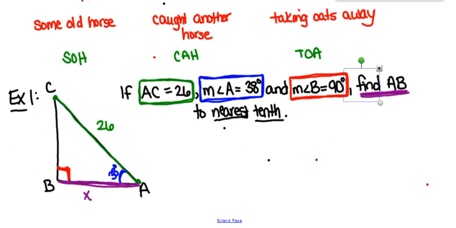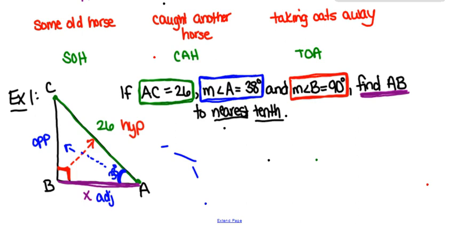The first thing that I'm going to go do in my picture is I'm going to go label my hypotenuse, my opposite, and my adjacent. So if I go to the picture, I notice that 26 is my hypotenuse. The angle in the picture here that we know the measure of is angle A, 38. So the side opposite from angle A, or across from angle A, is going to be my side BC, which means that my adjacent side is going to be X.